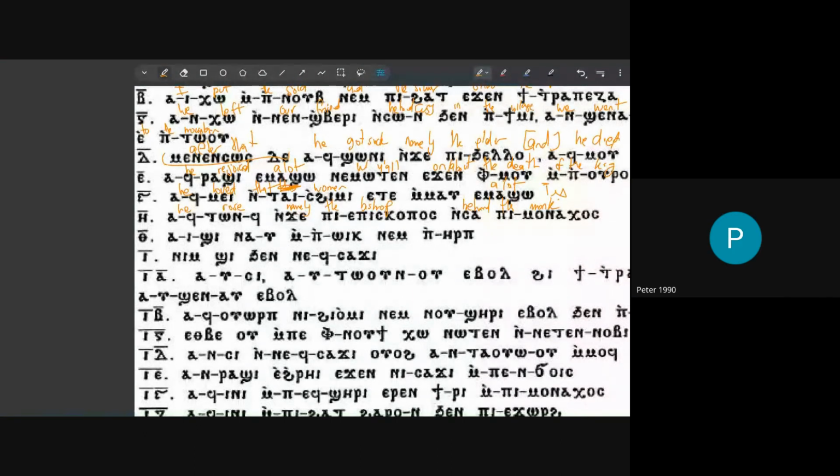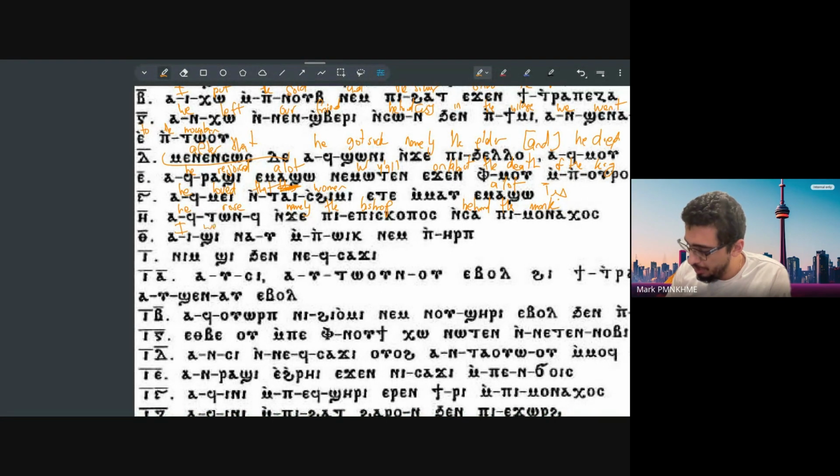"I she now im eboik nem epirb." So I measured for them. I measured for them the bread and the wine. Yeah. Or I weighed or measured.